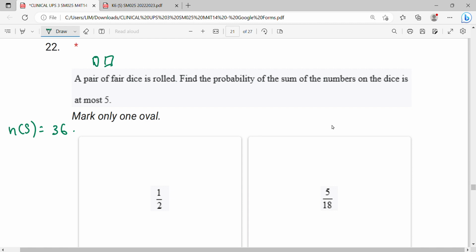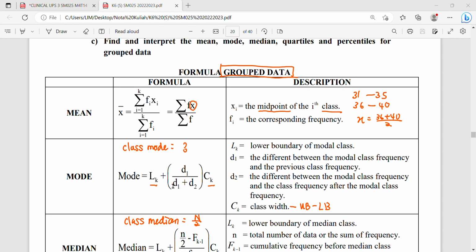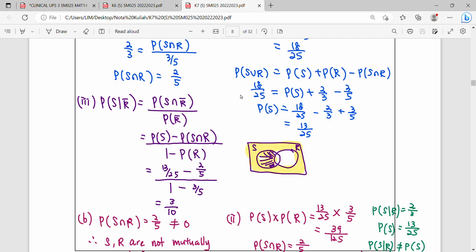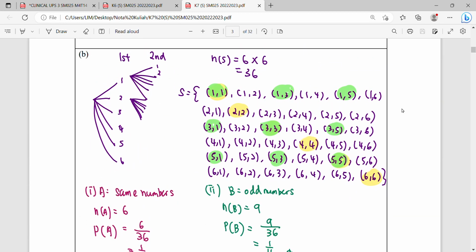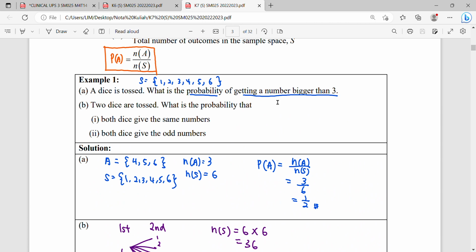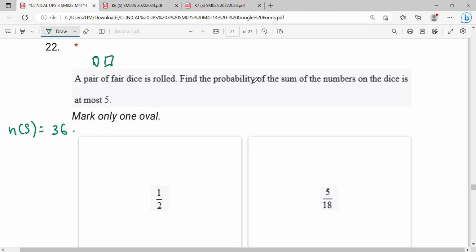Ingat tak masa kita buat nota tu? Kita buat nota hari tu, pernah buat? Tak perlu lah tulis balik outcome dia. Kita pernah buat 2 fair dice, total outcome is 36. So you have 36 outcomes, right? Then what do you want? You want the sum of these dice is at most 5, paling banyak 5.